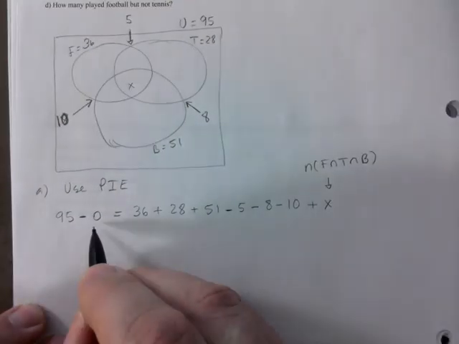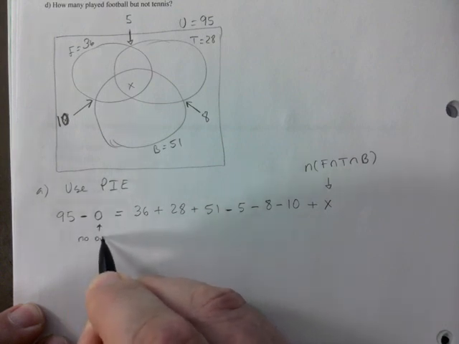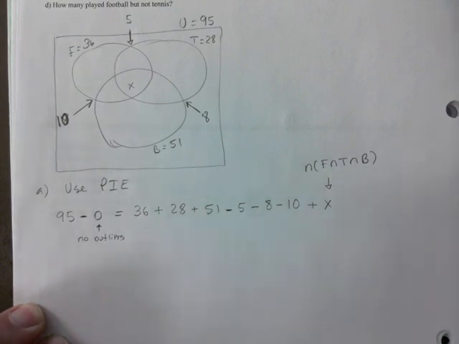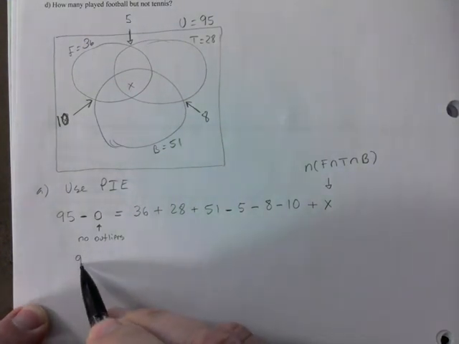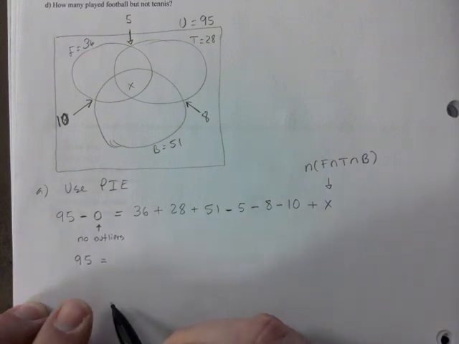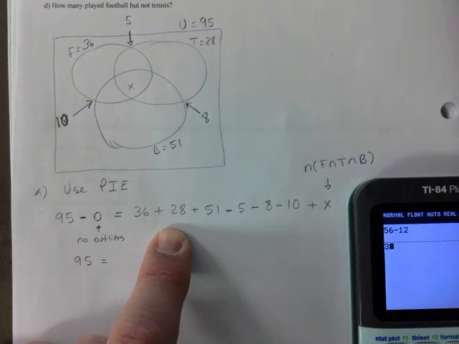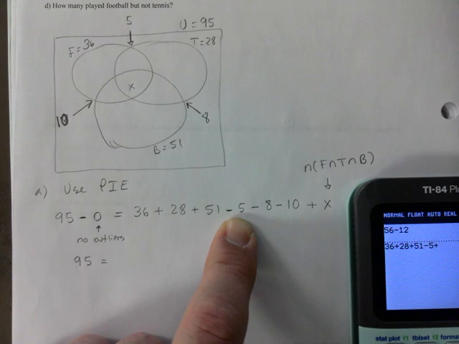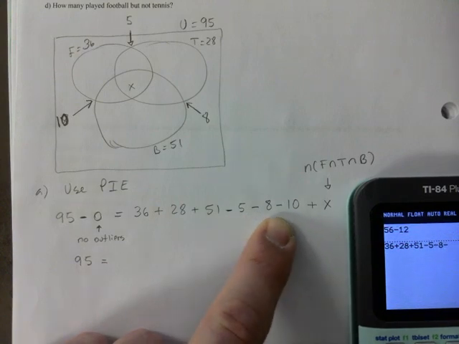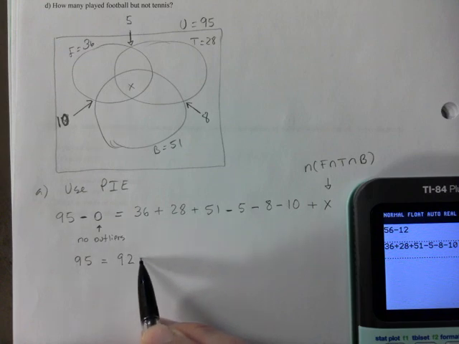I should probably say no outliers here. So that just really reduces to 95. And then you just add this all up. So I'm just going to do that as well. Minus 5 minus 8 minus 10. That's 92 plus x.